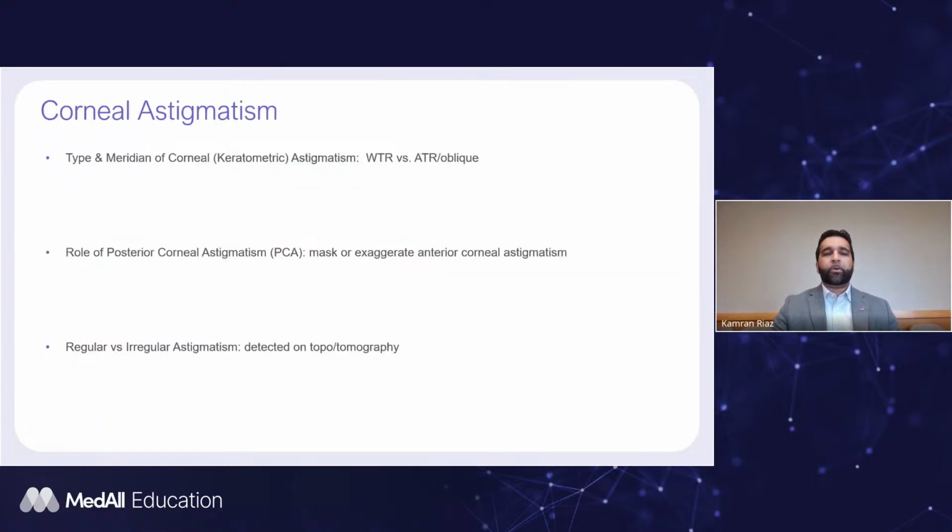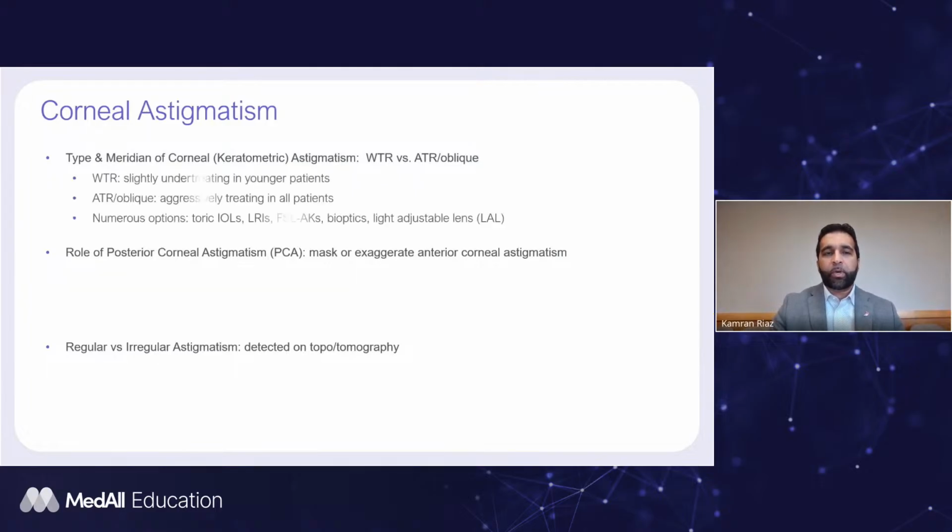Let's talk a little bit about corneal astigmatism. Well, we're all familiar with the type and the meridian of the corneal astigmatism, with the rule versus against the rule and oblique. So what's new? Well, we know with the rule, we'd want to slightly undertreat in younger patients, against the rule, aggressively treat in all patients. We have a lot of options: toric IOLs, LRIs, femtosecond laser, bioptics, where we combine lens-based surgery followed by LVC, and we talked about the LAL.